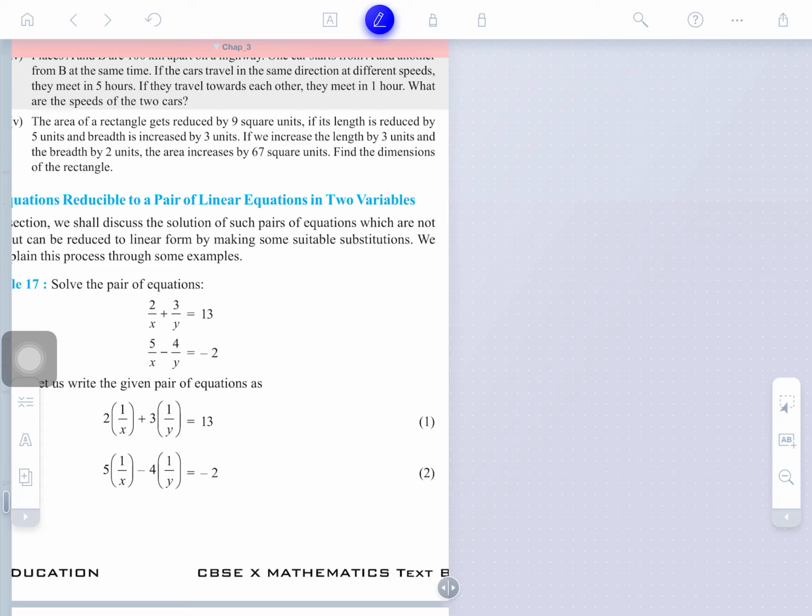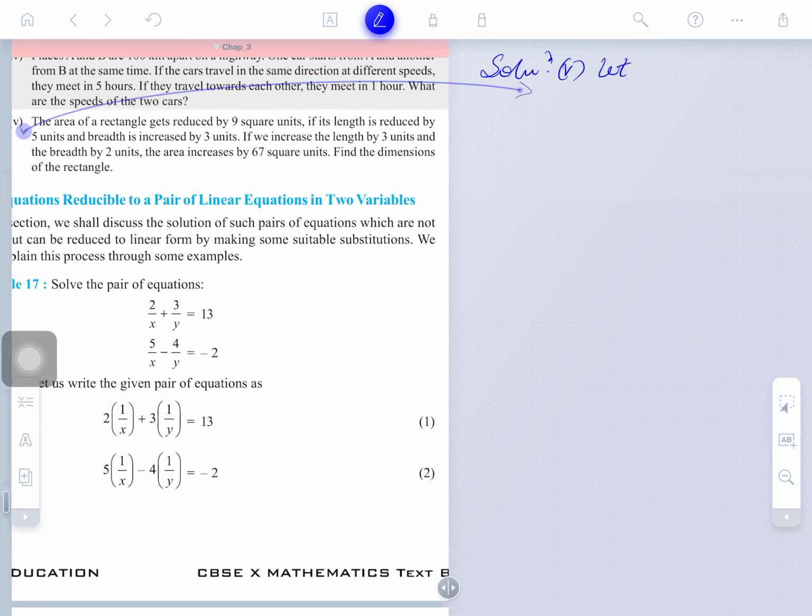What is the last line? The last line is find the dimensions of the rectangle. What does dimension of a rectangle mean? The meaning of dimension is length and breadth. Is that clear? So it's very simple to find the length and breadth. This question is to be solved here. So what will you suppose here, the solution technique.